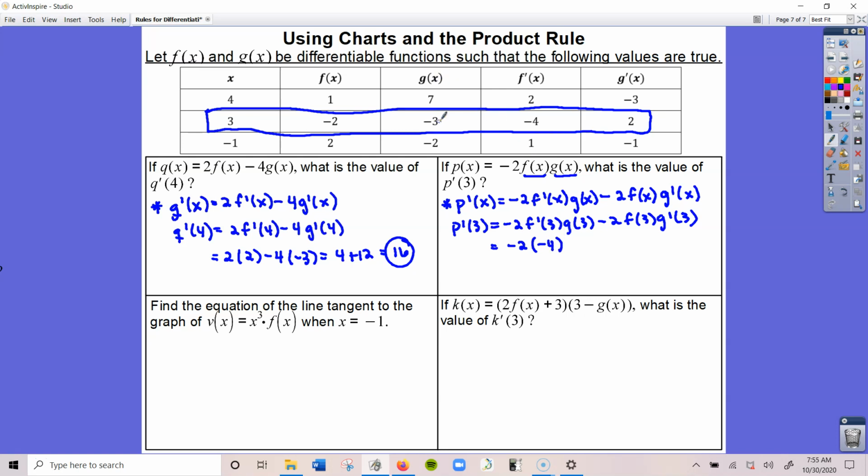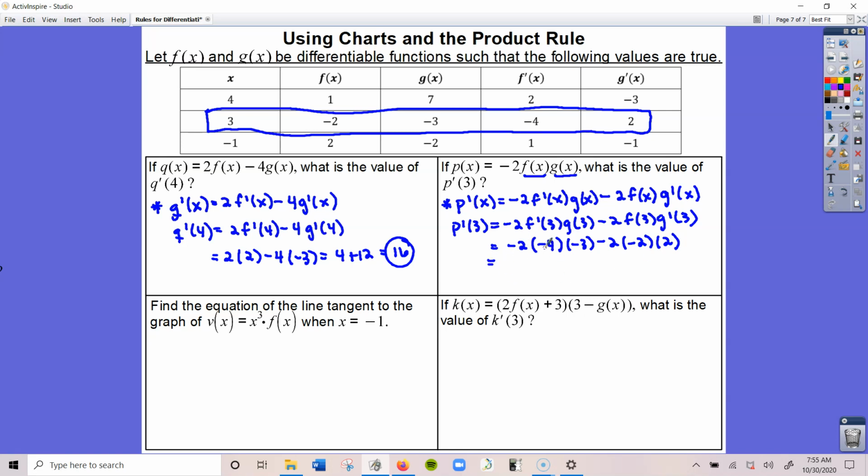G of 3 is negative 3. F of 3 is negative 2. And G prime of 3 is 2. And now we just multiply and combine.